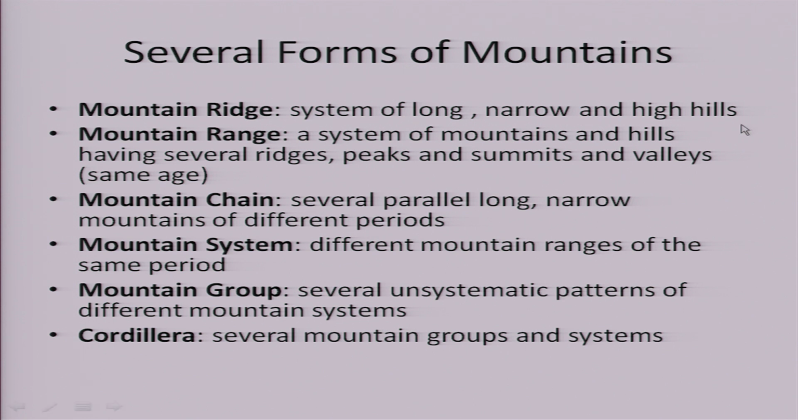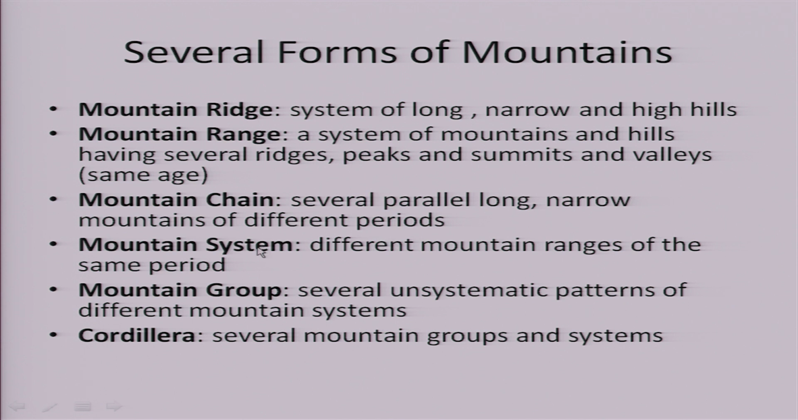So what is mountain ridges? It is a system of long, narrow, high hills. And what is mountain range? It is a system of mountains and hills having several ridges, peaks and summits, but all are of the same age. But in case of mountain chain, there are several parallel long narrow mountains, but they are of different periods.